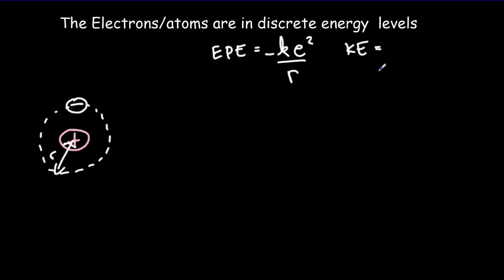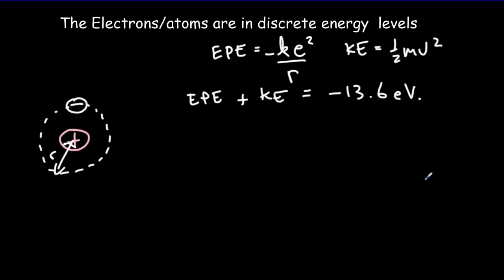There's also going to be some kinetic energy because the electron's got some speed as it orbits around that central nucleus, and that would be given by a half mv squared. And normally when we add those two up, electric potential energy, a negative number, plus the kinetic energy, I usually get this number, negative 13.6 electron volts. So that negative 13.6 is called the ground state energy.